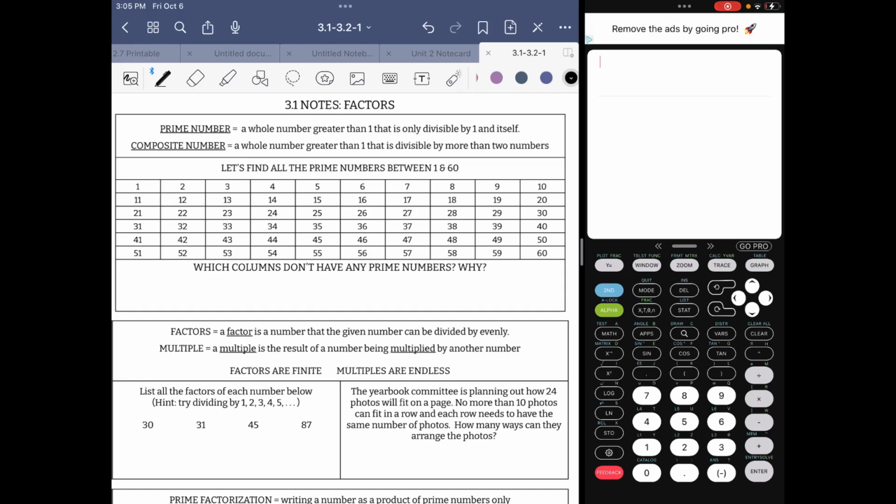Hey everyone, welcome to the 3.1 Factors Notes. Today we're going to be talking about prime numbers, composite numbers, and factors.